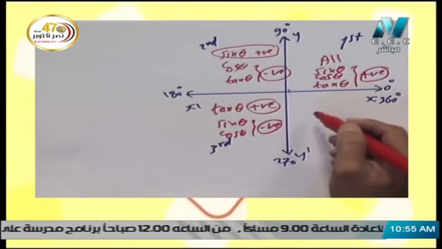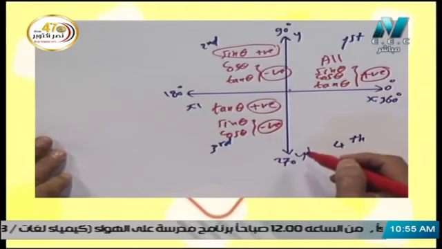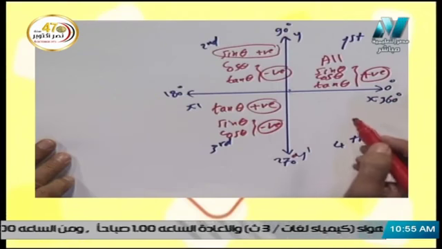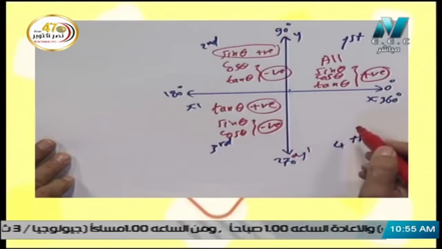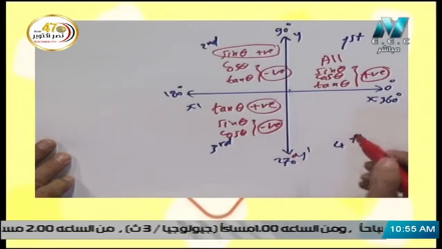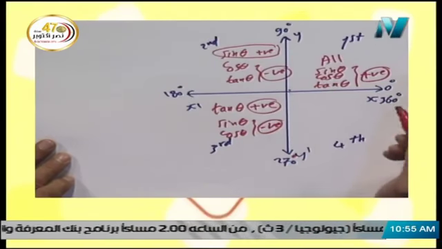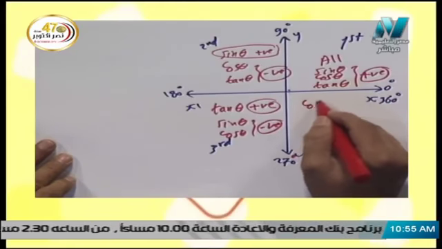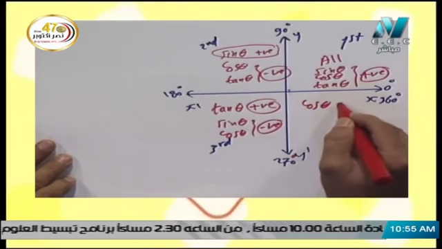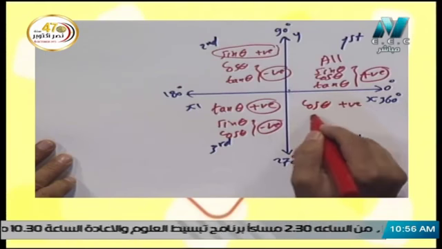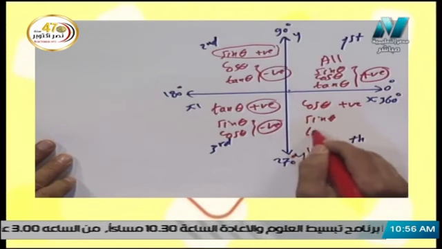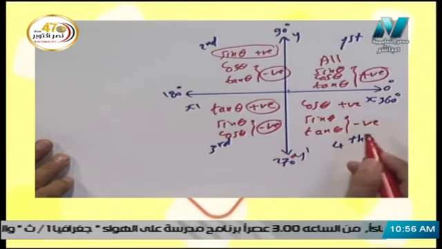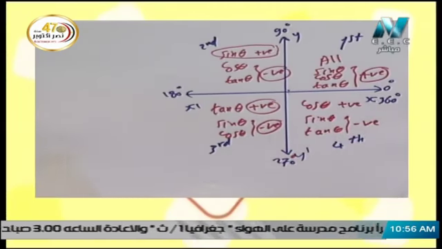Let's move to the fourth quadrant. Any angle between 270 degrees and 360 degrees lies in the fourth quadrant. In the fourth quadrant here, cosine is the only function that will be positive, but sine and tan will be negative.